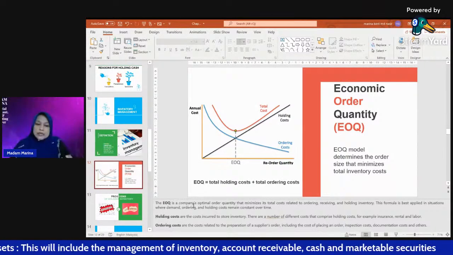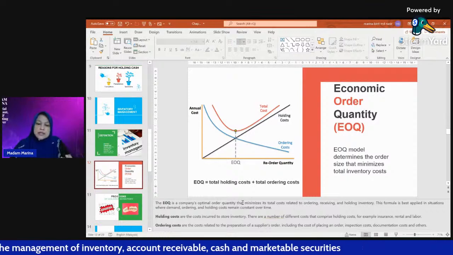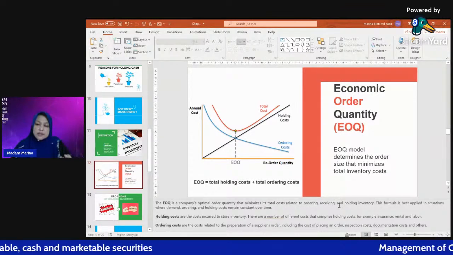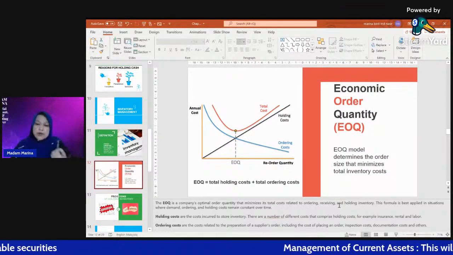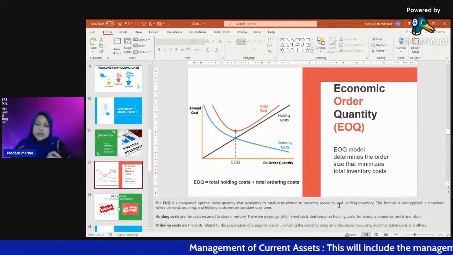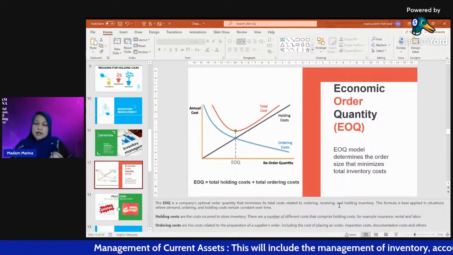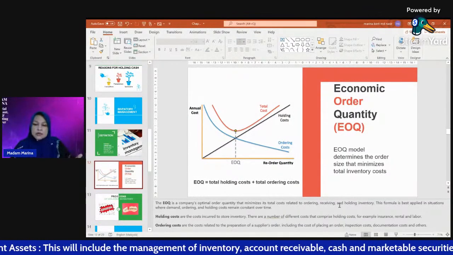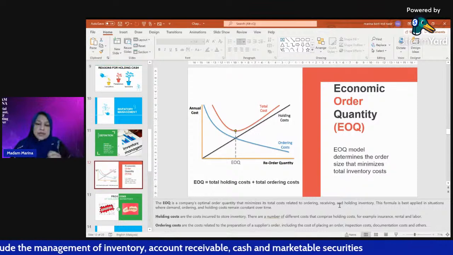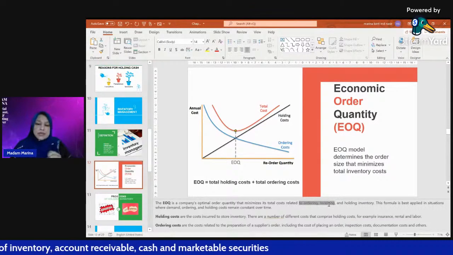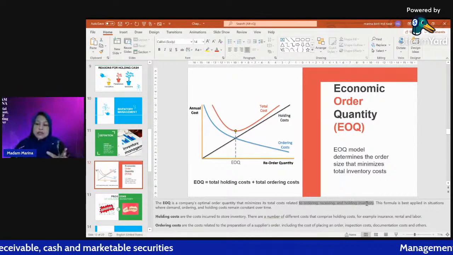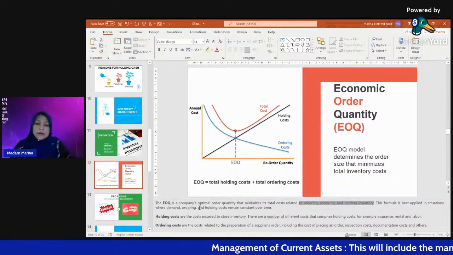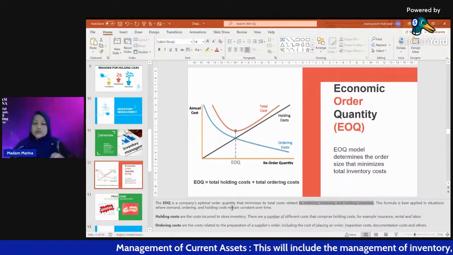Okay, EOQ is a company's optimal order quantity that minimizes its total cost related to ordering, receiving, and holding inventory. This formula is best applied in situations where demand, ordering, and holding costs remain constant over time. So this is the technique that we can apply in our business to minimize our total cost relating to ordering, receiving, and holding inventory. This is the assumption that we have to assume.